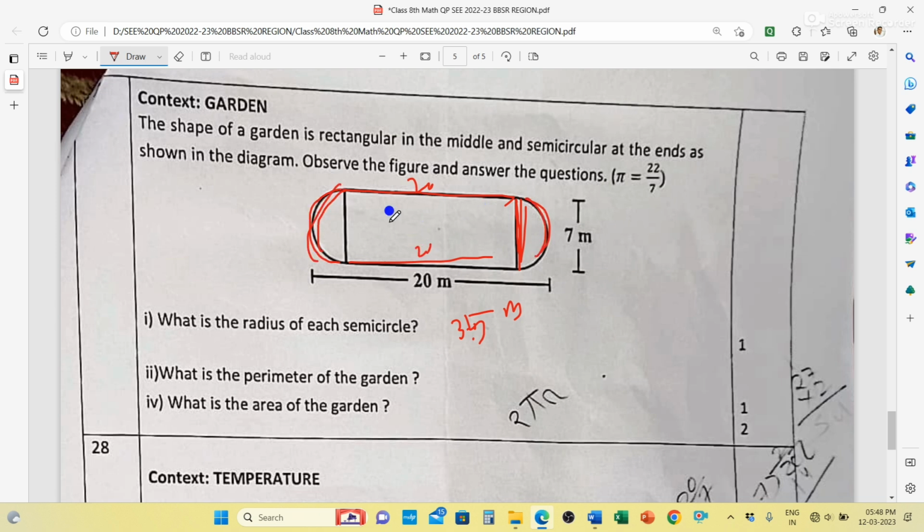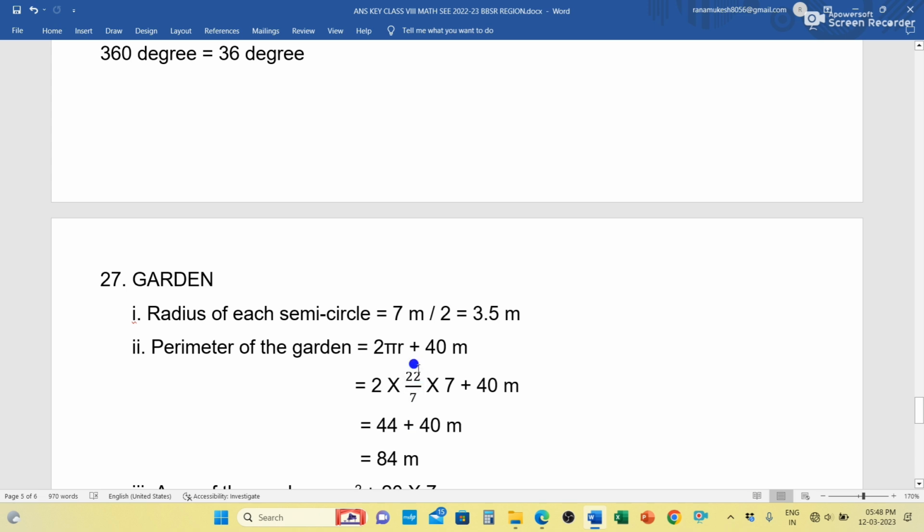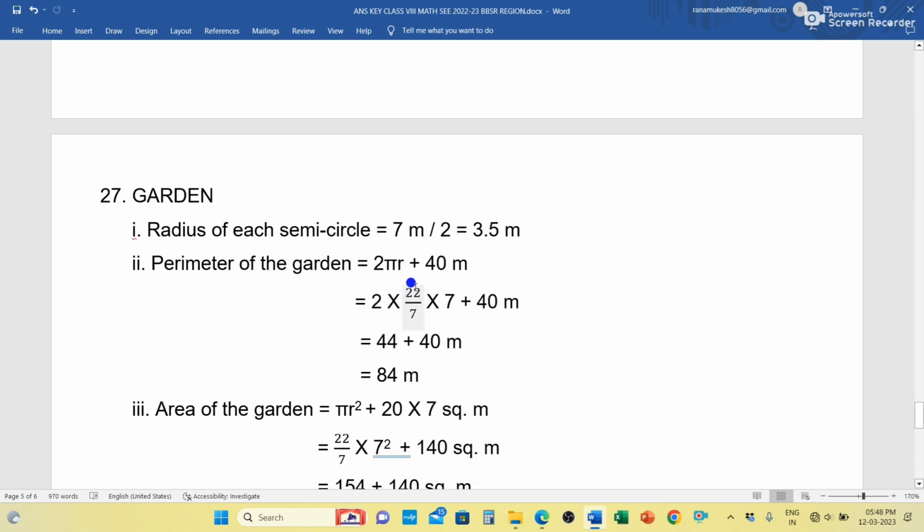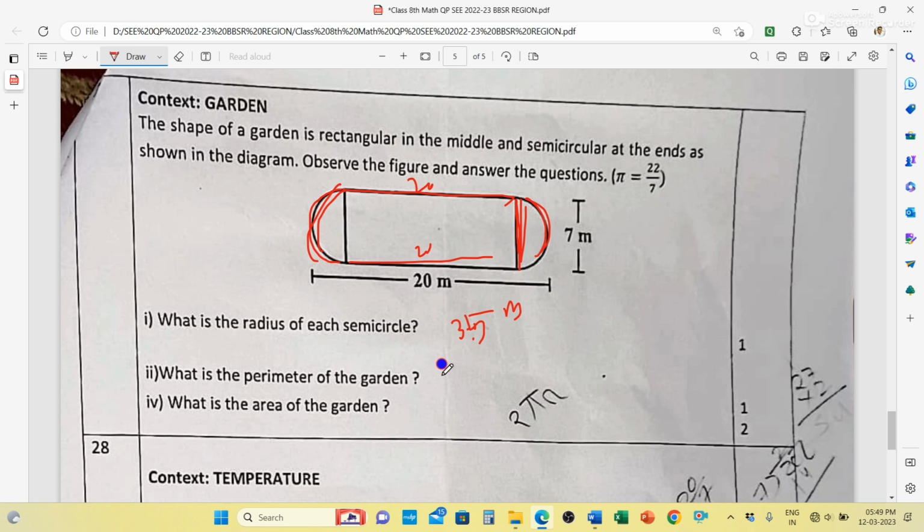So the total perimeter of the garden, that means the boundary of the garden, is 20, 20, 40 plus pi r, pi r, 2 pi r. So 2 pi r plus 40 meters. Pi means 22 by 7. So 2 into 22 by 7 into r, which is 7, plus 40 meters. So the 7s cancel. 2 into 22 equals 44, plus 40. 44 plus 40 equals 84. So the perimeter will be 84 meters.